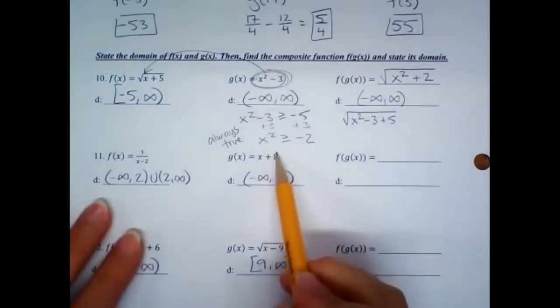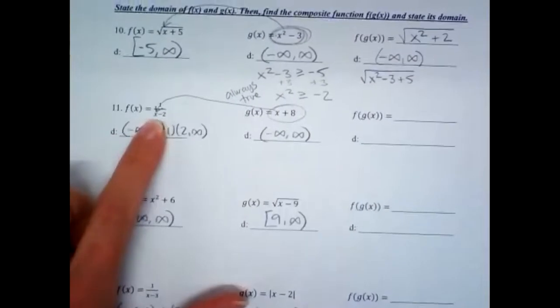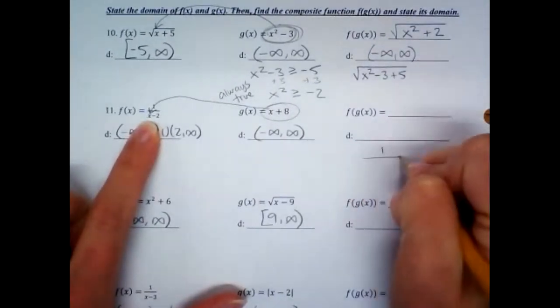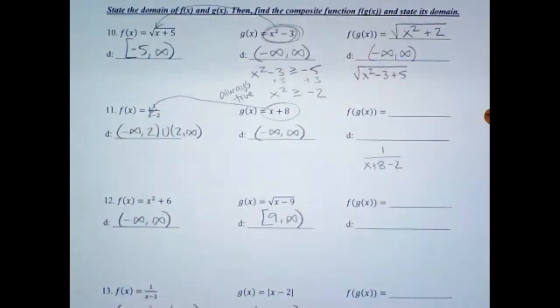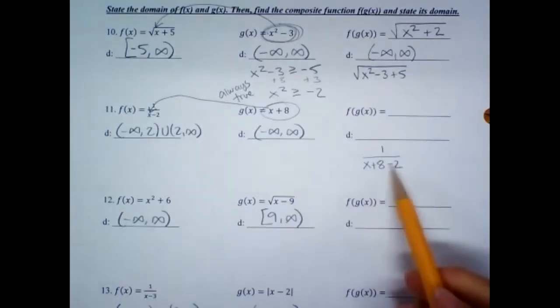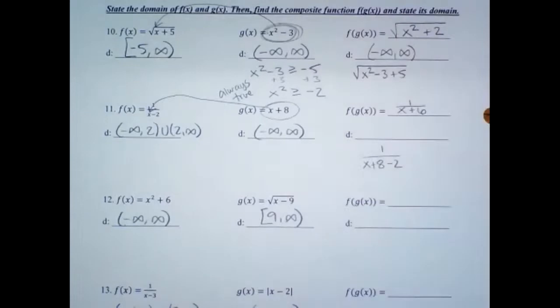All right, F of G here, you're going to take the X plus 8, plug it in right there. So you have 1 over X plus 8 minus 2. And then similarly to number 10, the only thing you can do there is subtract the 2, so it'll be 1 over X plus 6.